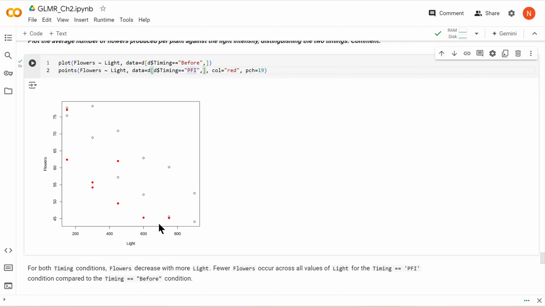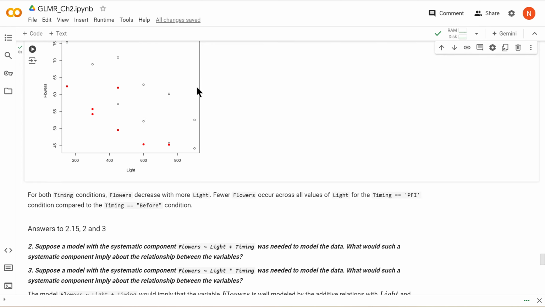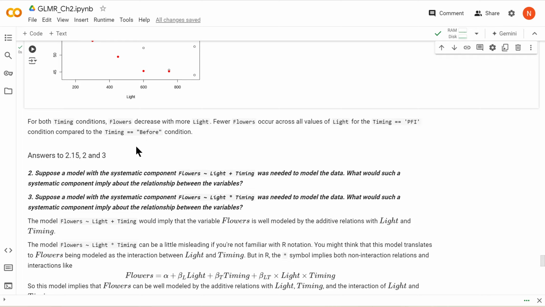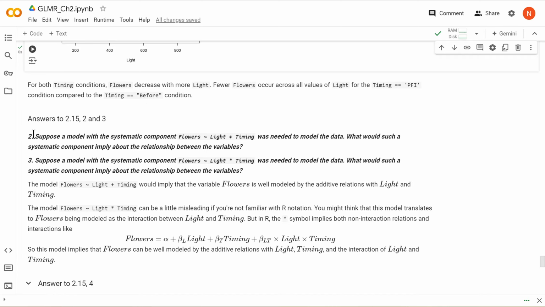I believe we're supposed to comment for this. So I think generally we can find a trend where for both timing categories flowers is decreasing as light increases. And it looks that at any given level of light, flowers is less for the PFI condition as compared to the before condition. Okay. So moving on now to parts 2 and 3.